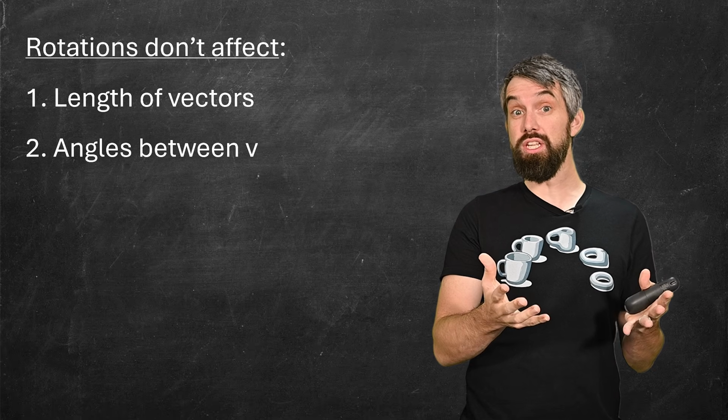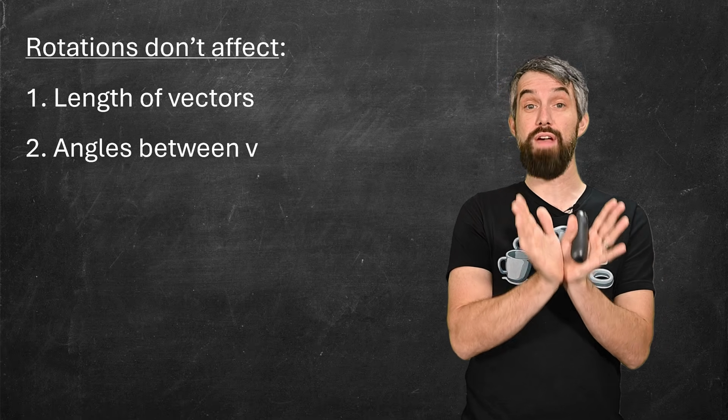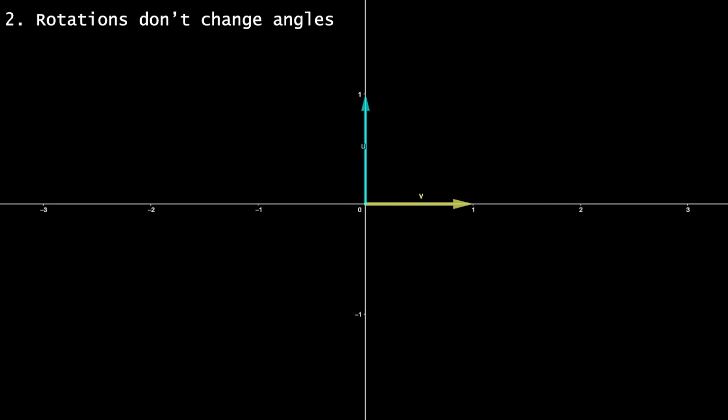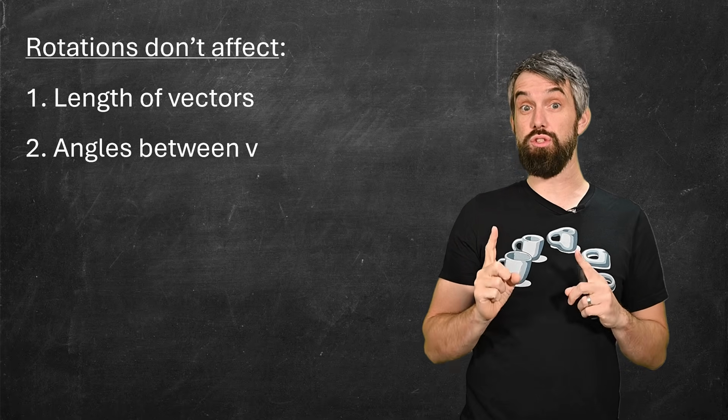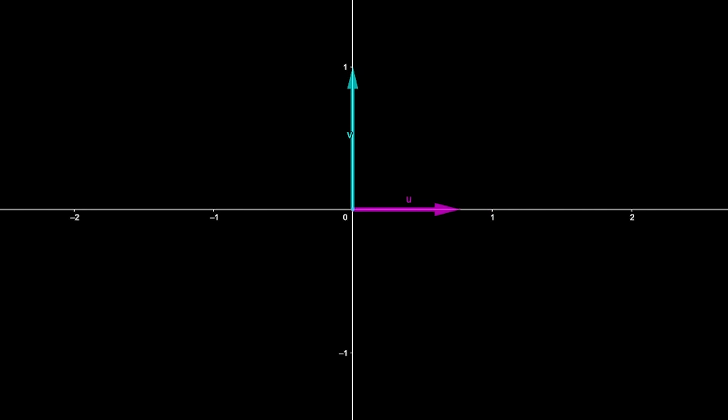Secondly, a rotation should keep the angles between vectors fixed. Like if these 2 vectors start with a 90-degree angle between them, after rotating, the result should also have a 90-degree angle between them. And that might initially seem like enough, but consider this transformation. This reflects over the y-axis, and it's definitely not a rotation visually, but it does keep the lengths of the vectors fixed, and it keeps the angles between them fixed. It started at 90 degrees and it ended at 90 degrees.